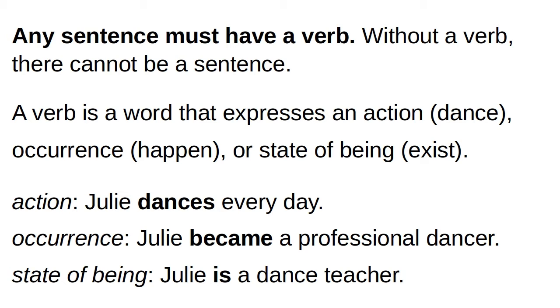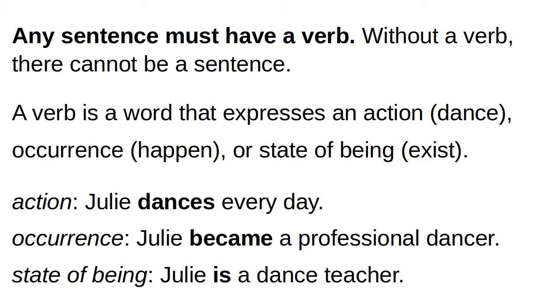For example, Julie dances every day. Now here in this sentence, Julie is the subject, it's a noun, a proper noun. So subject is usually a noun or a pronoun. Here Julie is the subject, dances is the verb. Dances shows the action, so it's a verb.